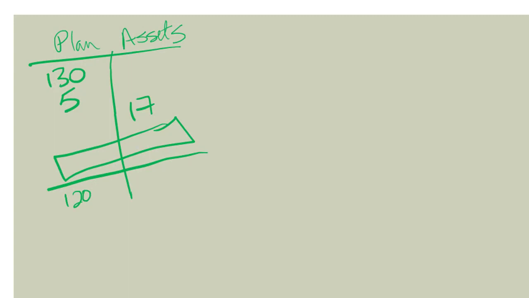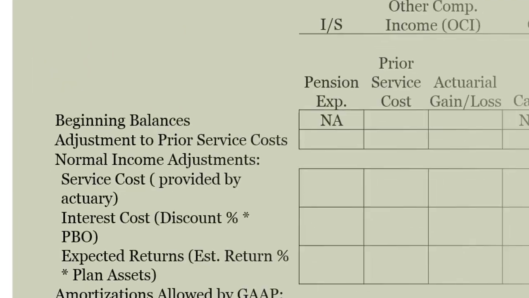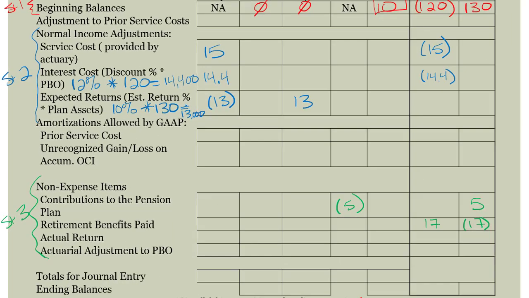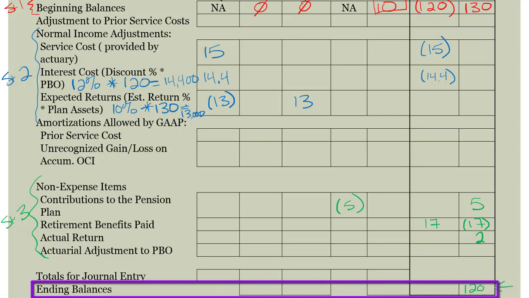If you did the calculation, you should have found that we need a $2,000 debit. Again, we're just lopping off the zeros, but it's a $2,000 debit. That was our actual return for the period. So now that I know that number, it did actually grow, which is great. Sometimes they shrink. We end up with a credit for our actual return, but we did actually grow. Let's put that in here. We have an actual return of 2,000, and that's going to bring us to the 120 down here as my ending balance. That's what this row is, our ending balances.